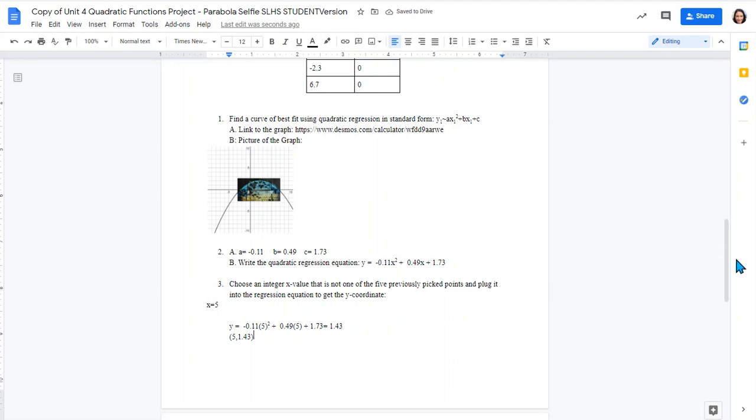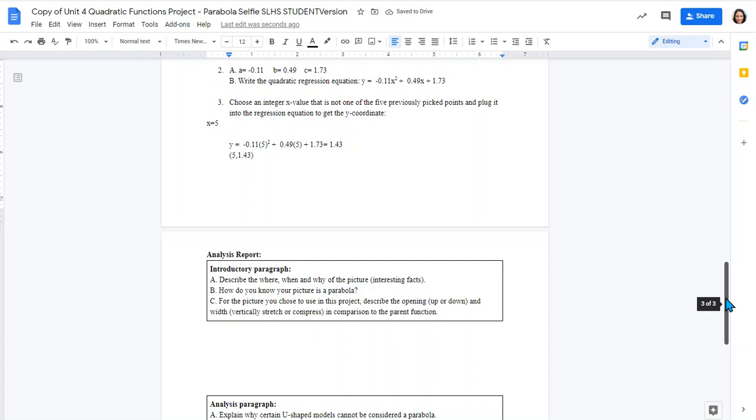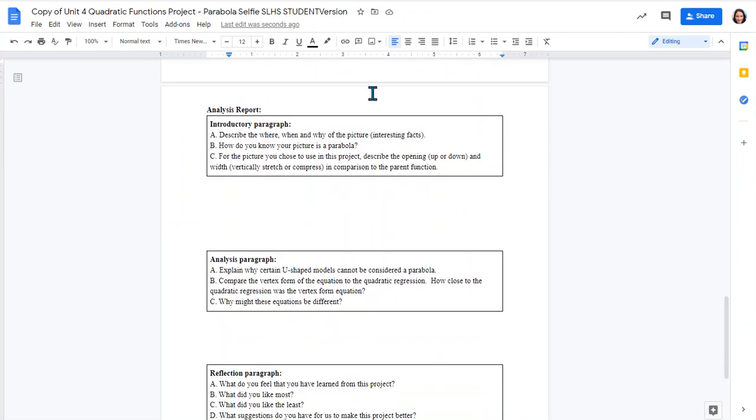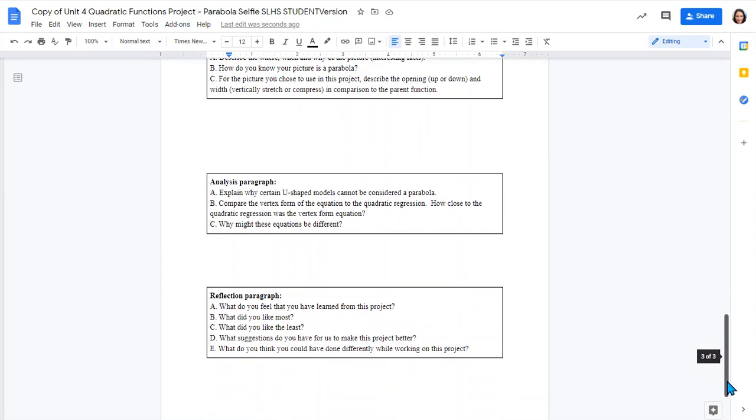Okay, so once you finish this page, you are going to move on to the report. You will see that in the sample, I did an example of an introductory paragraph and an analysis paragraph. I did not do an example of a reflection paragraph, but refer back to the sample if you're having any trouble getting started.